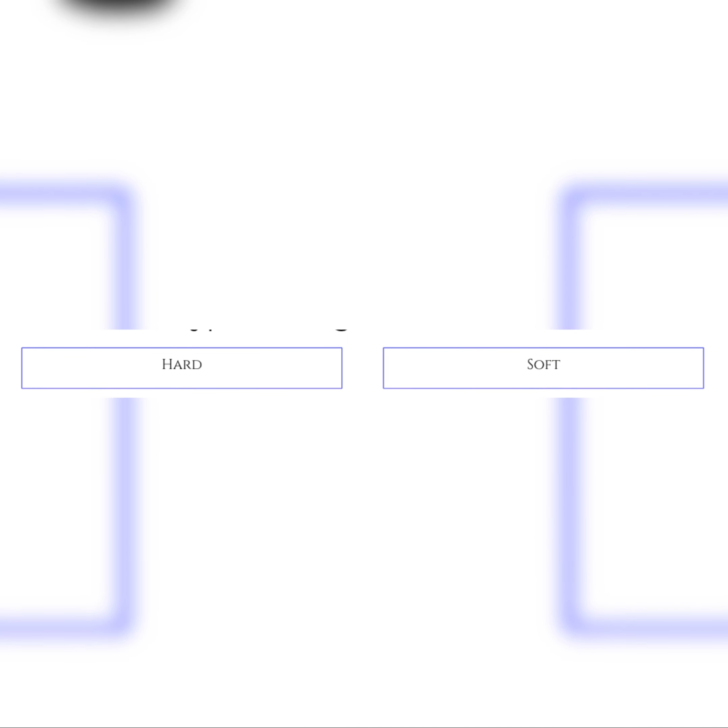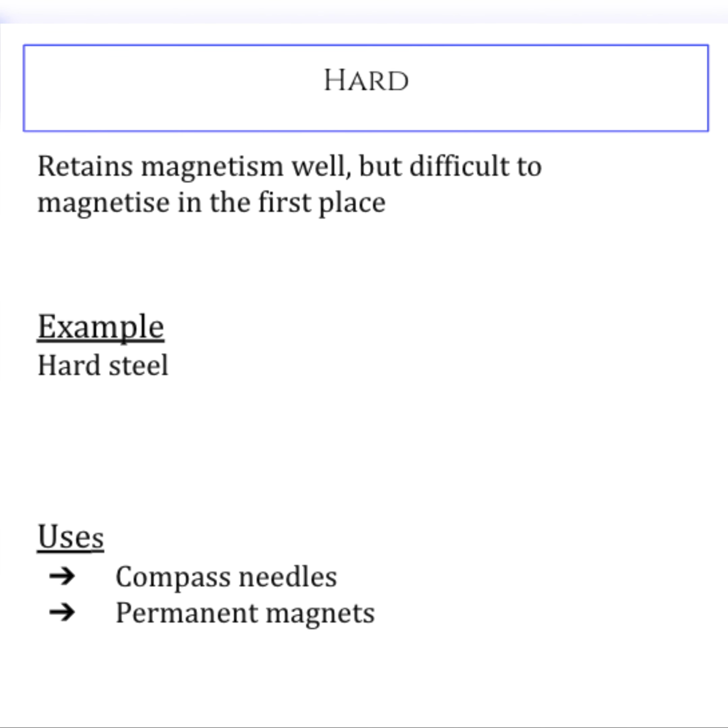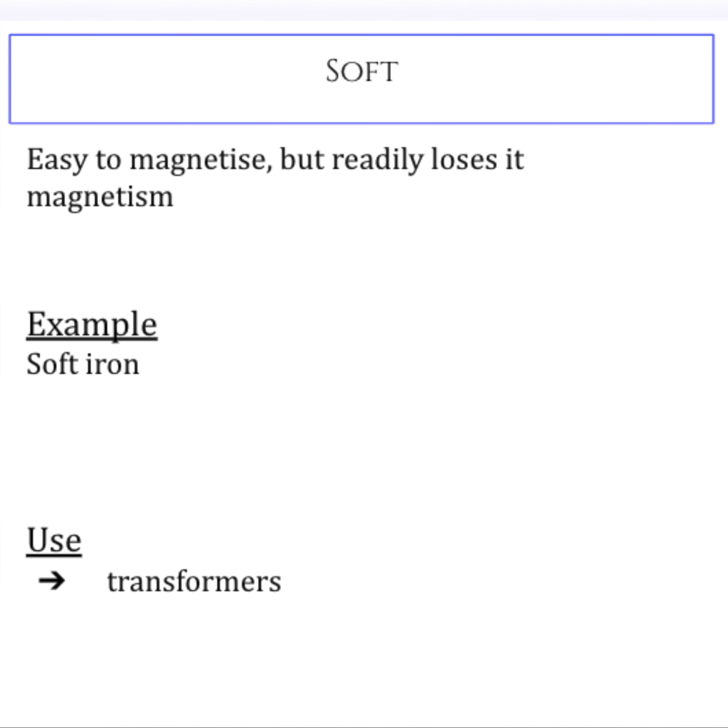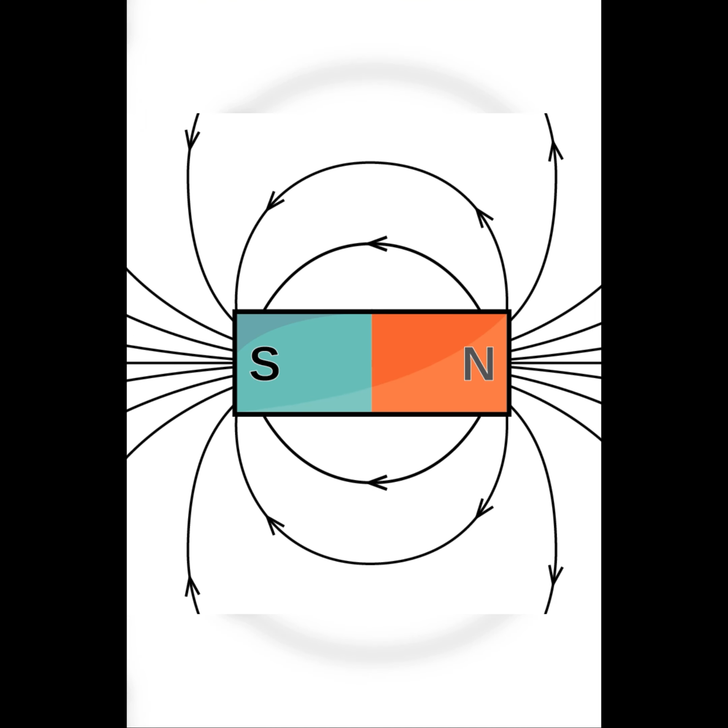Moving on, magnetic materials. They may be classified as hard or soft. Hard material retains magnetism well, but is difficult to magnetize in the first place. An example of it is hard steel. The uses are compass needles and permanent magnets. Next, soft material. It is easy to magnetize, but readily loses its magnetism. An example of it is soft iron. The use of it is transformers.